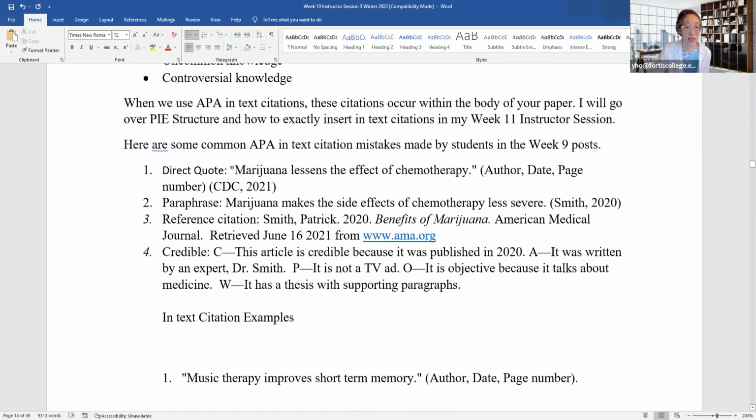So when we use in-text citations, in-text citations occur inside the body of the paper. Reference citation is listed at the end of the paper. And so when we write in-text citations, we have two kinds: a direct quote and a paraphrase quote. In a direct quote, you cite exactly, word for word, what the source says. And so here, marijuana lessens the effect of chemotherapy. Then you have to have the author, the date, and the page number. In this case, there was no author, so she put in CDC and 2021.